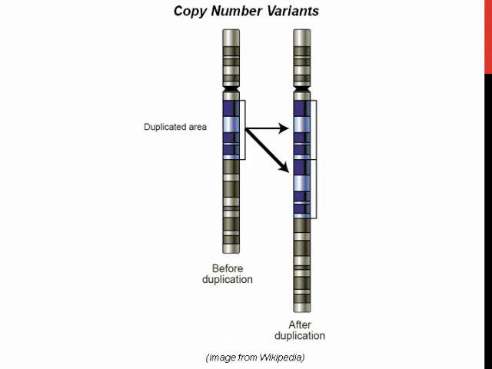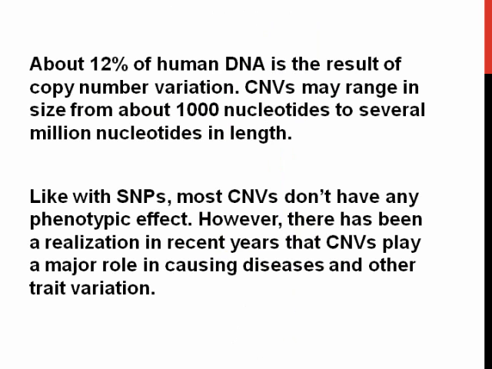And so sometimes at these particular locations you'll have a lot of variation. Some people will have 20 copies, someone else will have 22 copies, and someone else will have 18 copies, and so on. About 12% of our DNA is the result of this kind of variation, copy number variation. They can range from 1,000 nucleotides up to several million nucleotides in length. And like with the SNPs, most of these don't really have any effect on our characteristics, but some do. This has been another fairly hot topic in genetics in the last few years, looking at these so-called copy number variants and how they impact our traits.